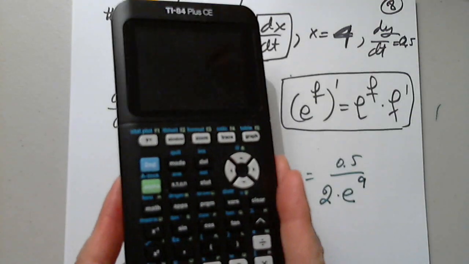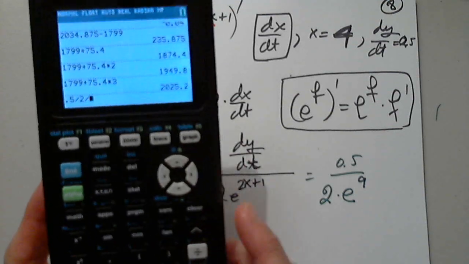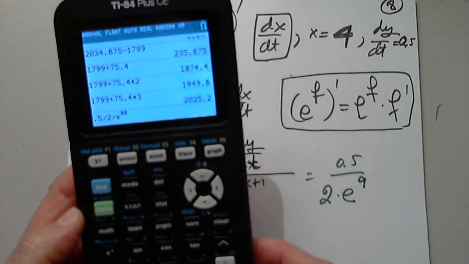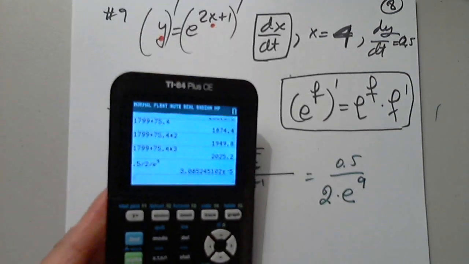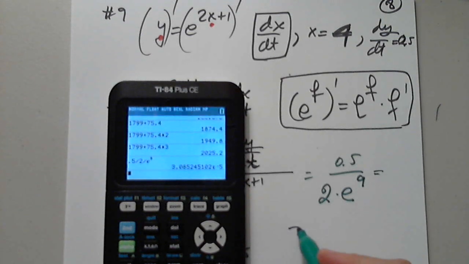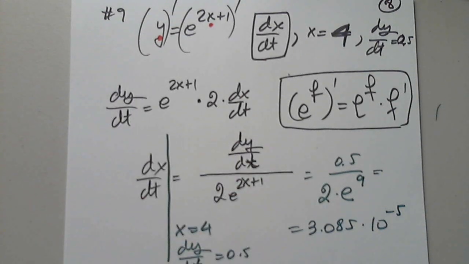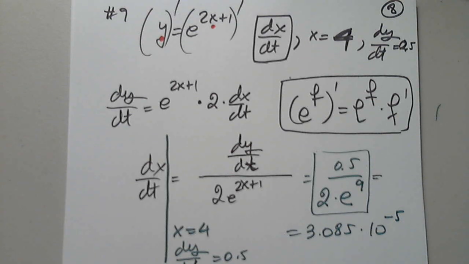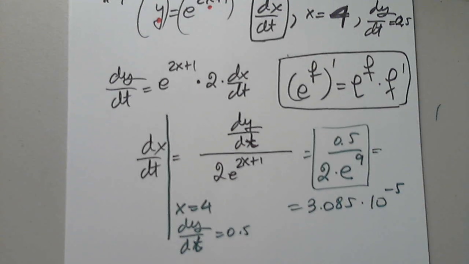This could possibly be a very, very small number. 0.5 divided by 2 and divided by e raised to the 9th power. My goodness. So approximately 3.085 times 10 to negative 5. So basically you can leave it as is. And that's it.